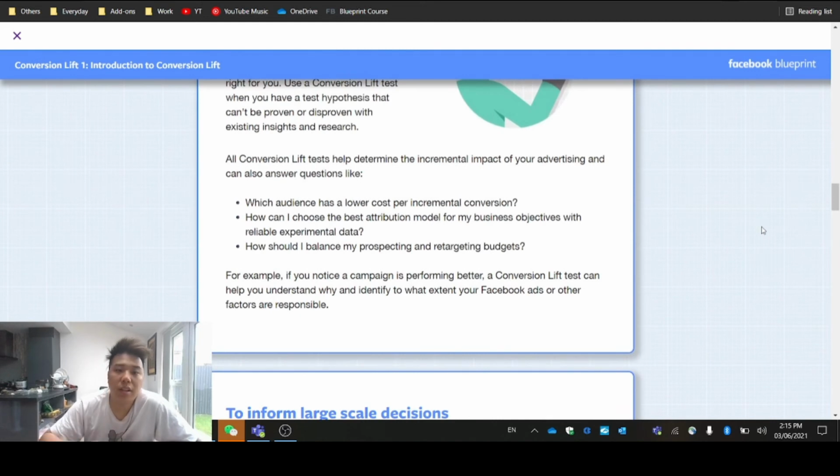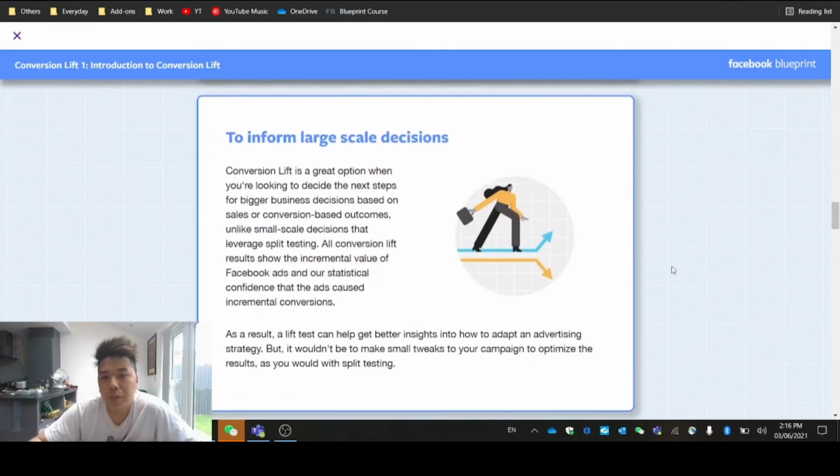All conversion lift tests help determine the incremental impact of your advertising and can also answer questions like which audience has the lowest cost per incremental conversion? How can I choose the best attribution model for my business objectives and reliable experimental data? And how should I balance my prospecting and retargeting budget? For example, if you notice a campaign performing better, a conversion lift test cannot help you understand why and identify to what extent your Facebook ads or other factors are responsible.